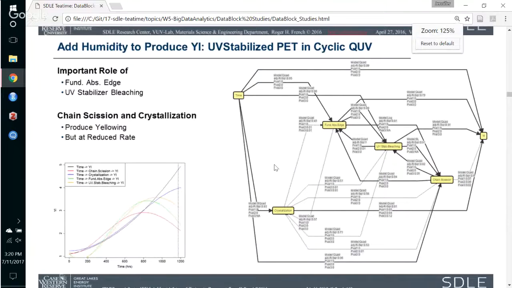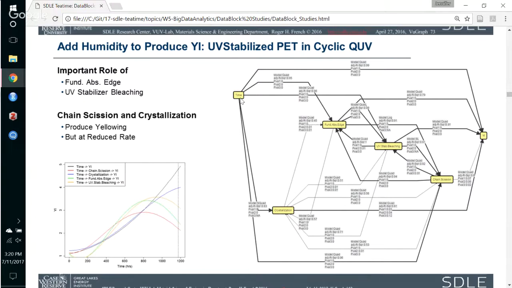And so here is an example of a network model for UV stabilized PET. Again, PET is the back sheet on a module, and cyclic QUV is alternating heat and light with condensing humidity in the dark. And so the way this model is built, it uses variables. So here time is our stressor, so it's time in cyclic QUV. We have various mechanistic measurements. So chain scission, crystallization, UV bleaching, and then a performance result, which is here, yellowness index.